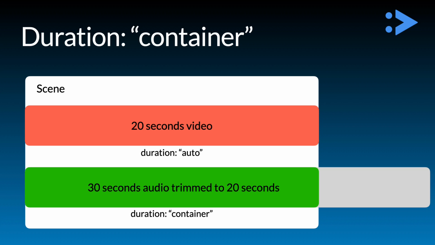Let's explain this example. We have a 20 seconds long video inside of a scene. If the scene does not have an explicit duration set, it will last enough to contain all its elements. In this case, the video forces the scene to be 20 seconds long. The audio has a duration set to container. This means that the audio duration is trimmed to the duration of the container scene, that is, 20 seconds.